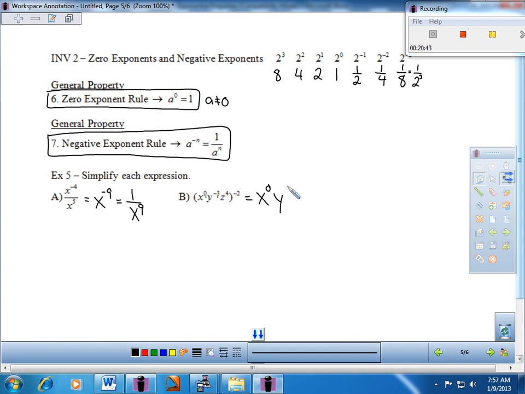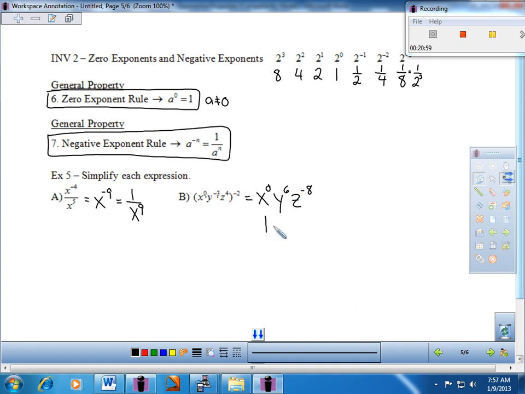Negative 3 times negative 2 is 6. 4 times negative 2 is negative 8. And so that looks good. A couple things definitely pop out at me. Anything to the 0 power, we'll assume the base is not 0, by the way. Anything to the 0 power is 1, so that would just be a 1 right there.